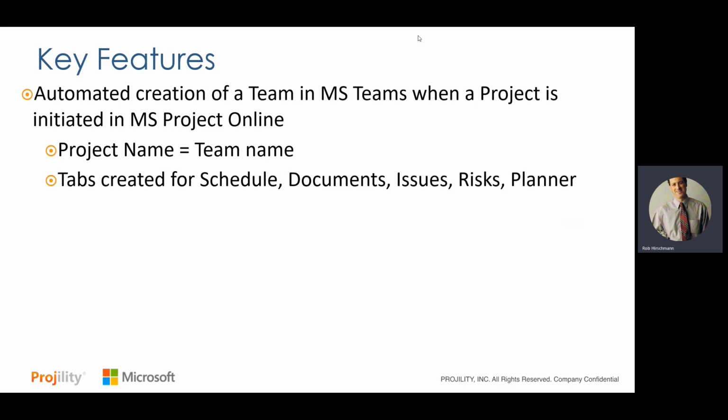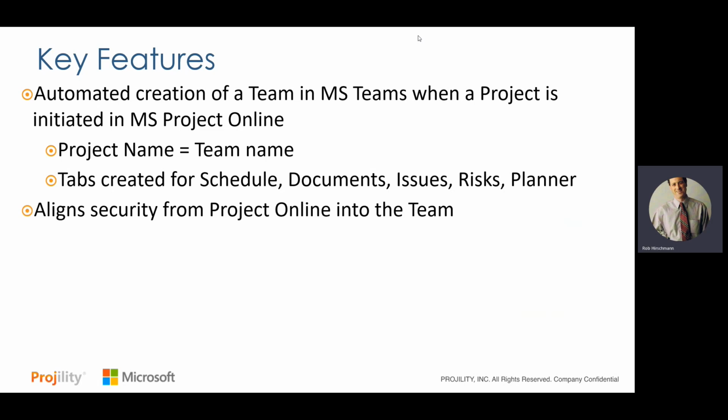So it's going to really do this in an automated way so your project manager doesn't have to go and kludge this information together. They're going to be organizing their information through your governance process in Project Online, surfacing it through Teams in an automated way and also a very organized way. Second thing it's going to do, it's going to align the security between Project Online and the team. So anybody that can access the project in Project Online can also access the team. Likewise, if I can't access the project, I can't access the team.